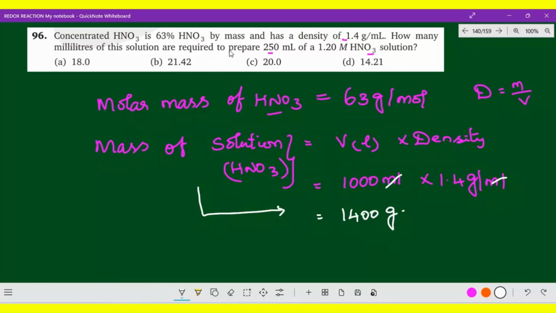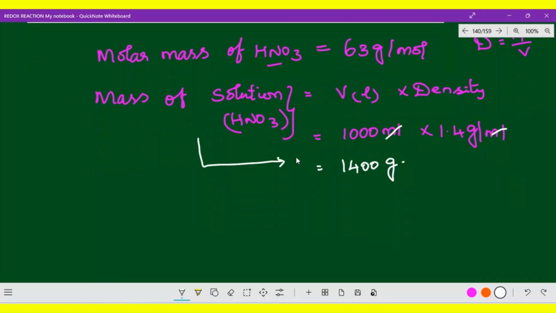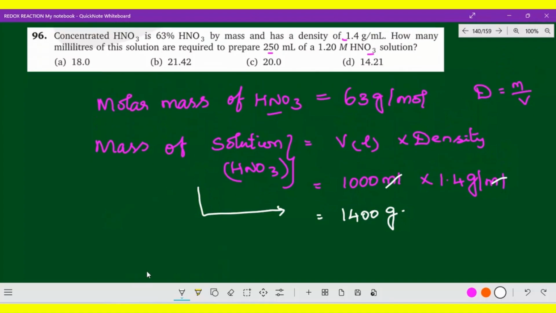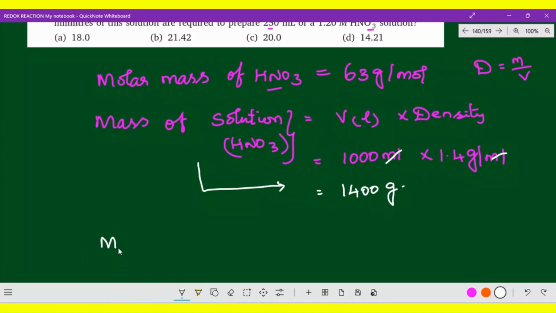Here specifically they did not give any volume of the solution. Only the mass of the solution we got, through density. Now the second step, the mass of the HNO3. How do we identify it? Because here they have given the percentage, so the percentage means the mass of HNO3, the solute.